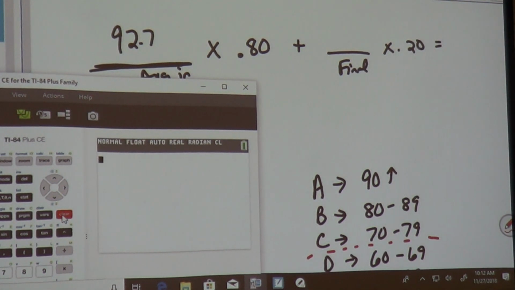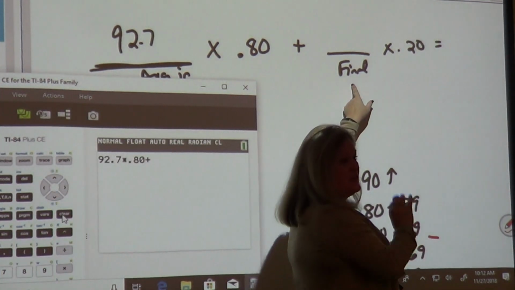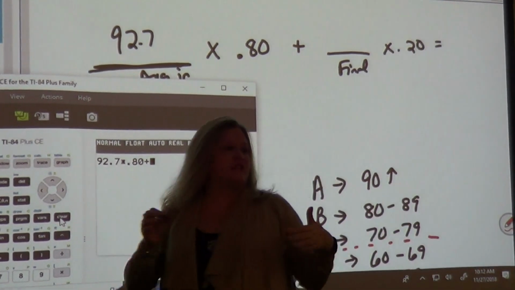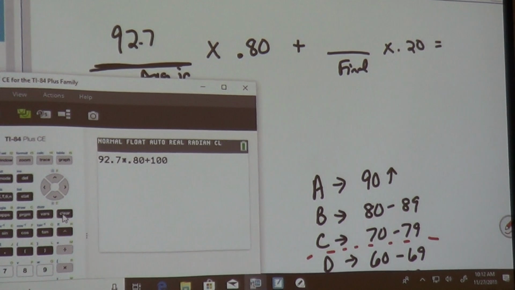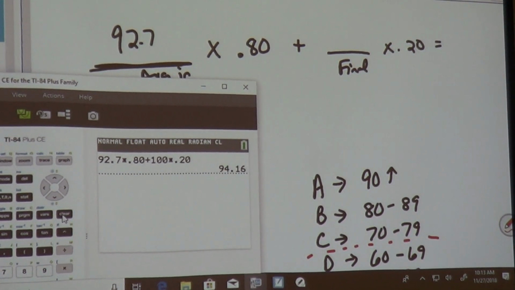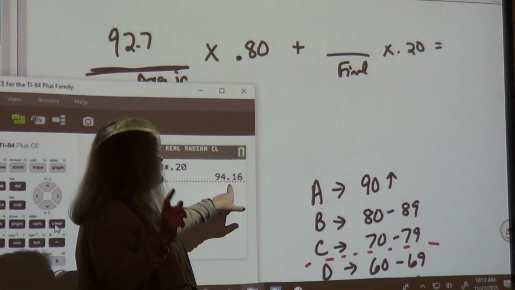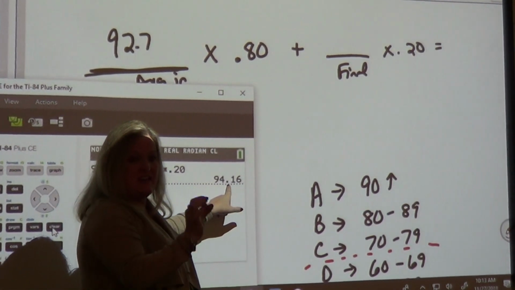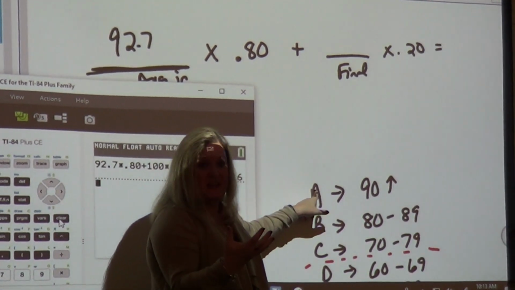I'm going to do 92.7 times 0.80. Now, what you're going to put in this is what you think you're going to make on the exam. So we're going to start out very optimistic, and we're going to put in 100 times 0.20. So if I make 100 on the exam, this is the highest average I can end up with in the class. So there's a chance I can make an A.